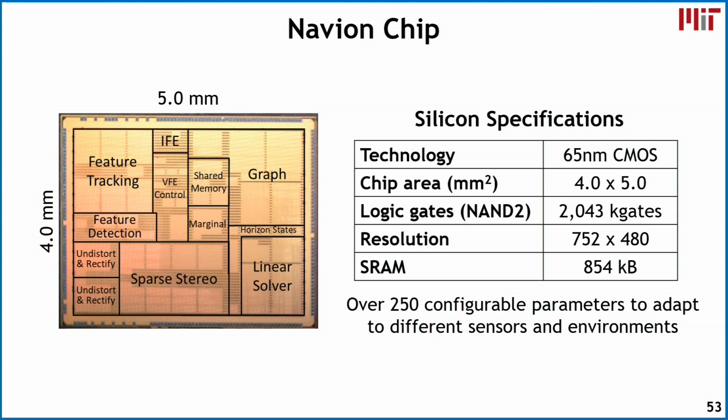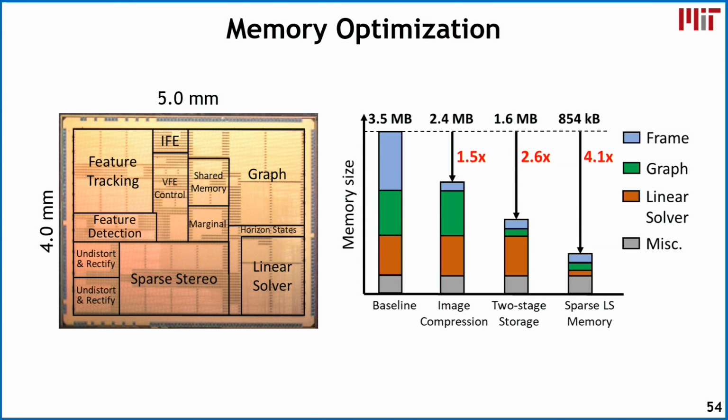Overall, the amount of on-chip memory we have, based on all of those particular optimizations, is around 854 kbytes. The one thing I also want to highlight in this chip is that we have over 250 parameters that can be used to configure the chip so that it can adapt to any sensor input as well as any environment. We'll soon see how the environments help in terms of energy efficiency. So, one quick thing: if we look at the overall optimizations that we just highlighted in terms of the memory optimizations, we get in total about a 4.2x reduction in the overall memory size.